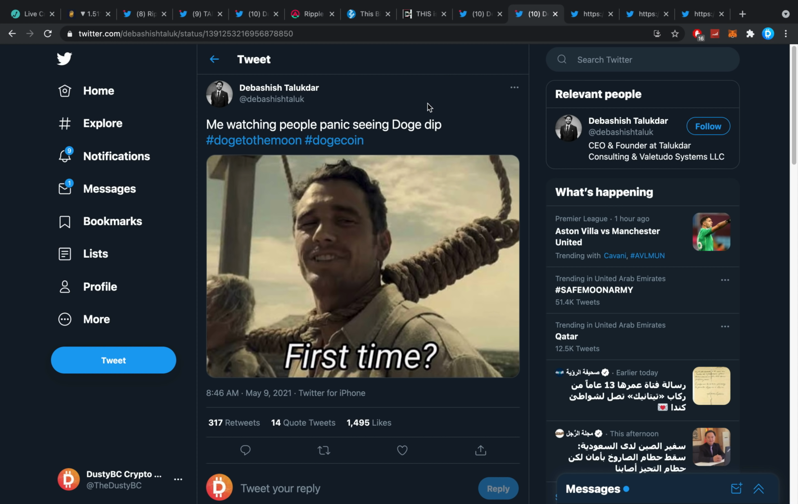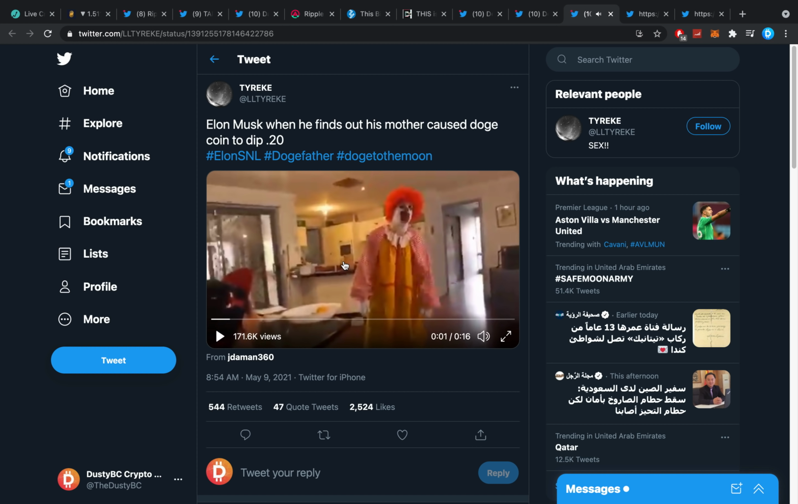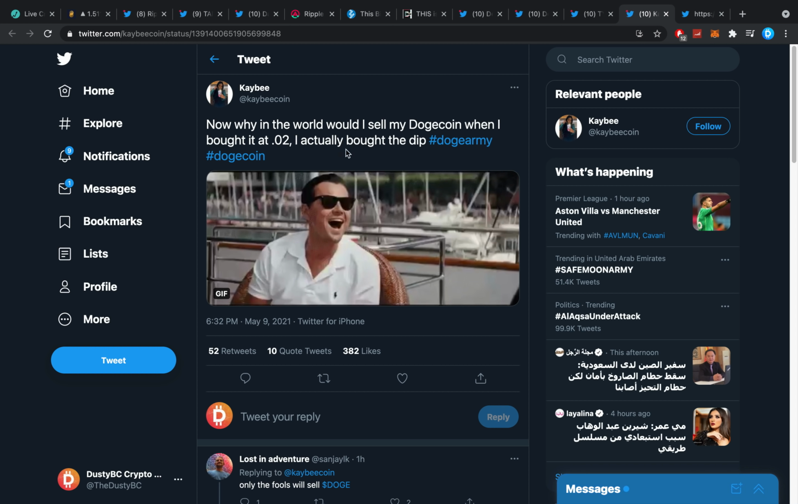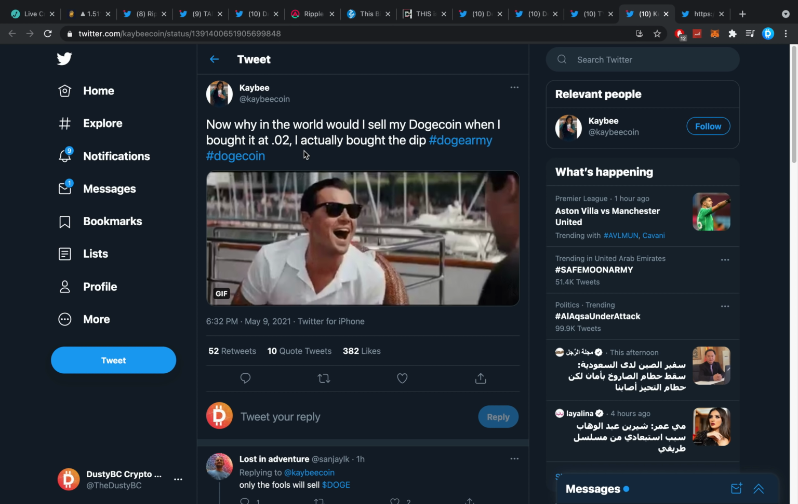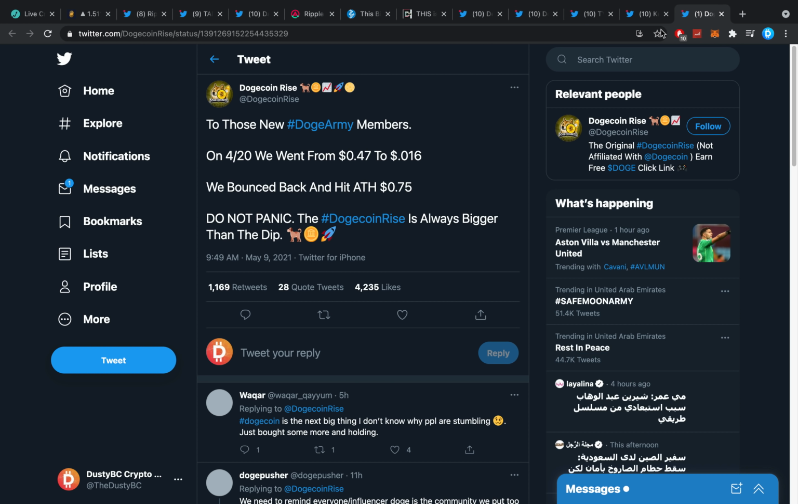And people are all saying over on Twitter, me watching people panic selling Doge dip, first time. And then another one we hear was Elon Musk when he finds out his mother calls the Doge dip to 0.20, I think. And then just, of course, the little McDonald's meme. Then you have KB who says, why in the world would I sell my Doge when I bought it at 0.02? I actually bought the dip.